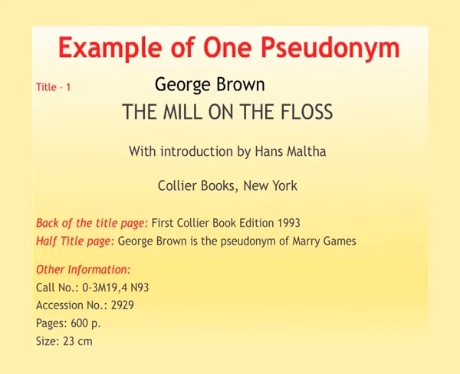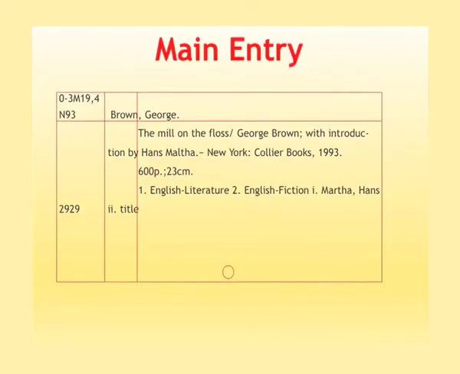Then the other information is there, like call number, accession number, page number, size, and many more would be there in the original book. So here for example purposes we are taking list data. For example, for that book by George Brown, if you see the catalog, the main entry is under the same pseudonym, that is Brown, George.